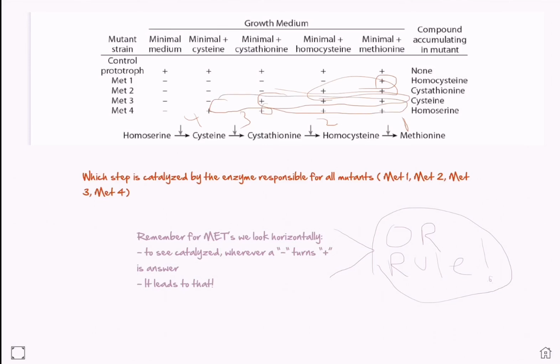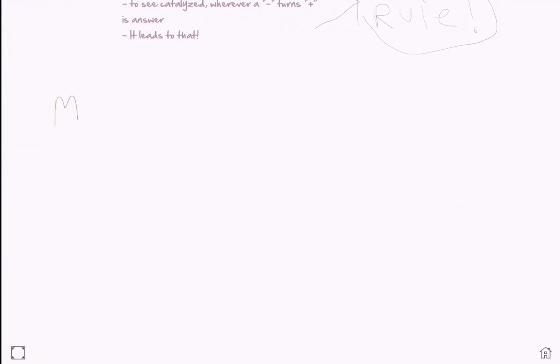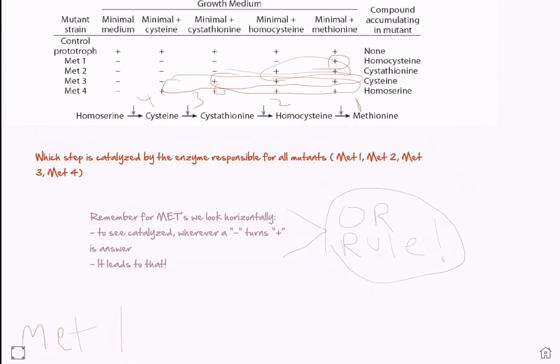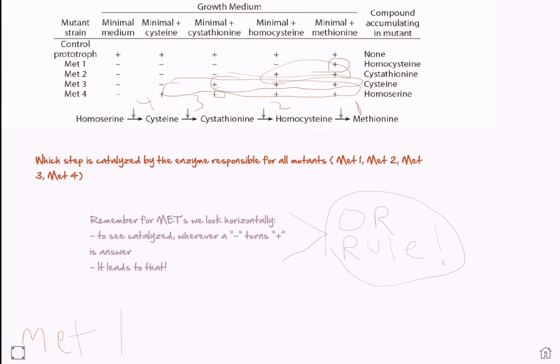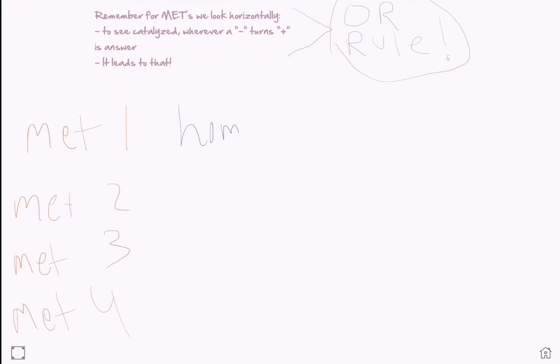So now, let's see what happens. Let's talk about MET1, MET2, MET3, MET4. For MET1, we see that it's homocysteine to methionine. I'm going to abbreviate homocysteine to methionine.